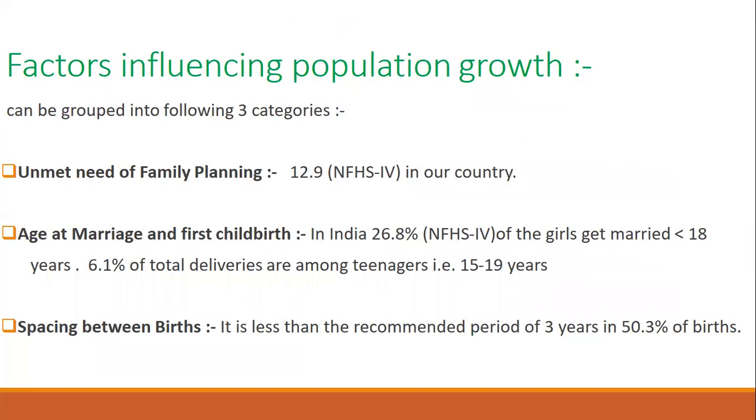Factors influencing population growth can be grouped into the following three categories. Unmet need of family planning, 12.9 as per NFHS 4 in our country, and age at marriage and first childbirth. In India, 26.8% of girls get married at less than 18 years of age, and 6.1% of total deliveries are among teenagers, that is 15 to 19 years. This data is as per National Family Health Survey 4. Then spacing between births is less than the recommended period of 3 years in 50.3% of births.